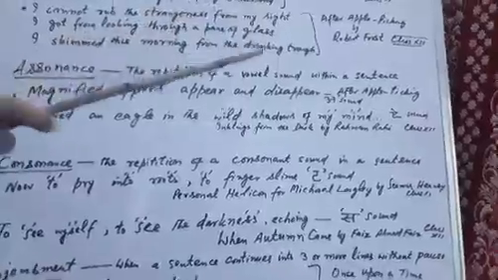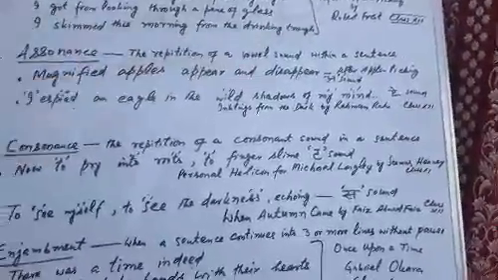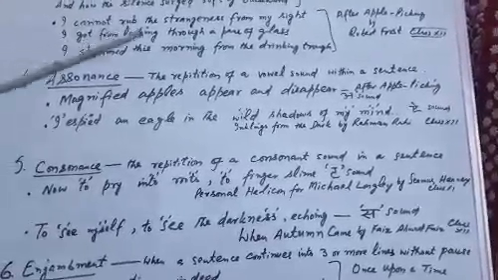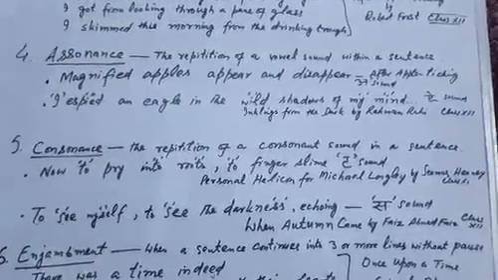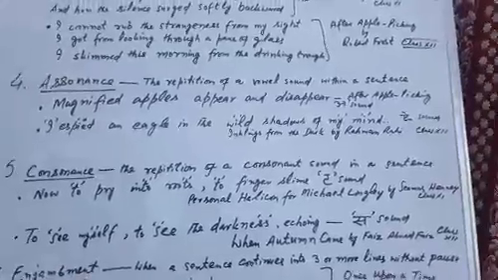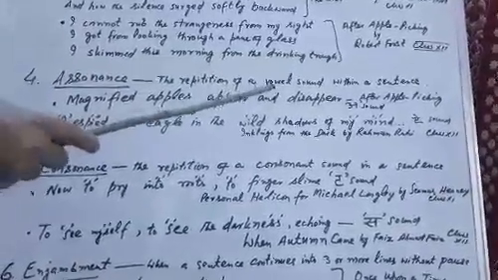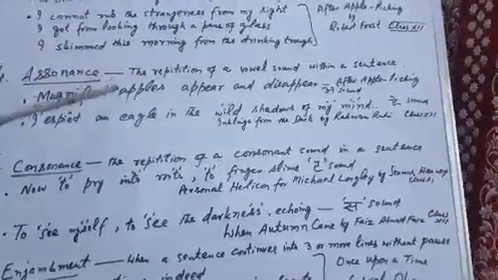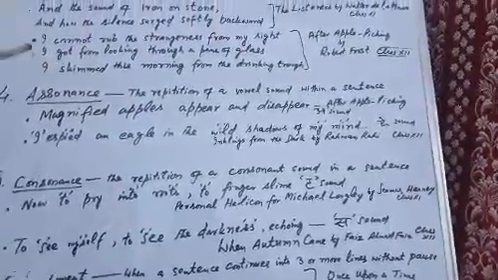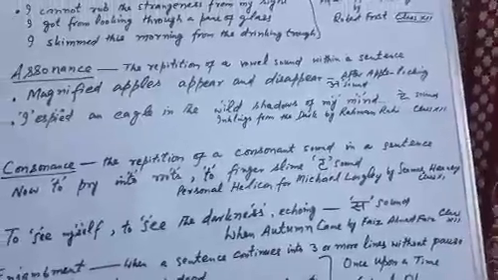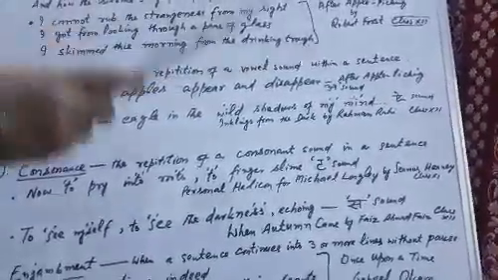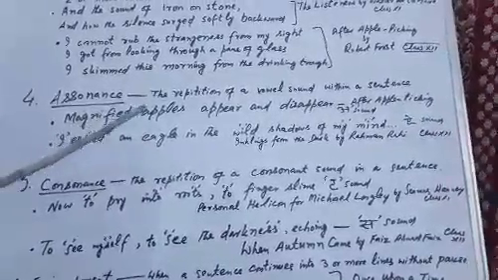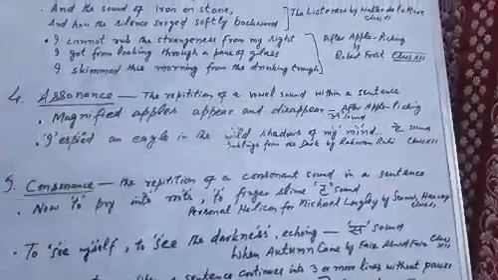Assonance is the repetition of a vowel sound within a sentence. When the same vowel sound is repeated in a sentence, that repetition is known as assonance. This vowel sound does not need to be at the start of the word. It can be in the middle of the word also. For example, in After Apple Picking, the class 12 poem by Robert Frost, there's a line: "Magnified apples appear and disappear."